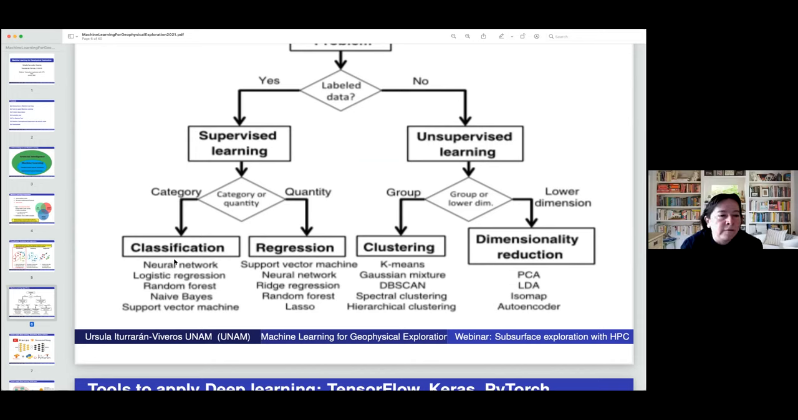In classification, basically, you have to select the class that you want, and you have neural networks, logistic regression, random forest, support vector machines. In regression, you also have support vector machines, neural networks, random forest and other methods. And in unsupervised learning, you have clustering, k-means or self-organizing maps. And also you have dimensionality reduction like principal component analysis or autoencoders.